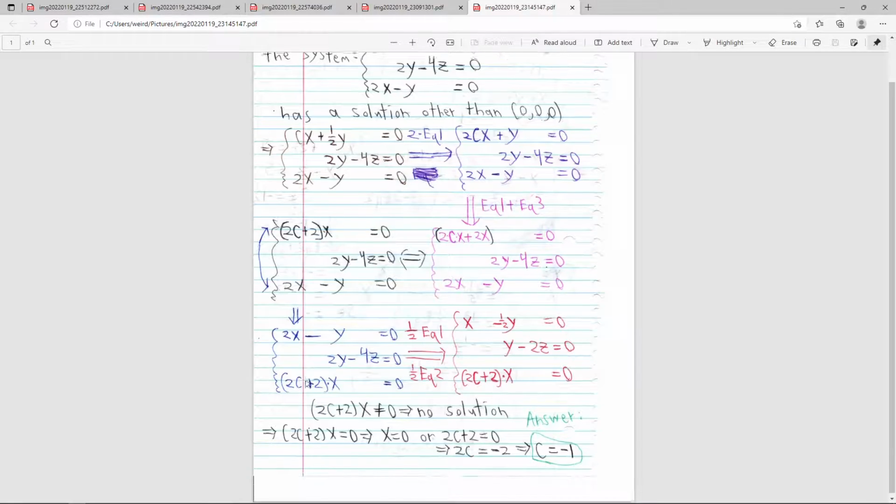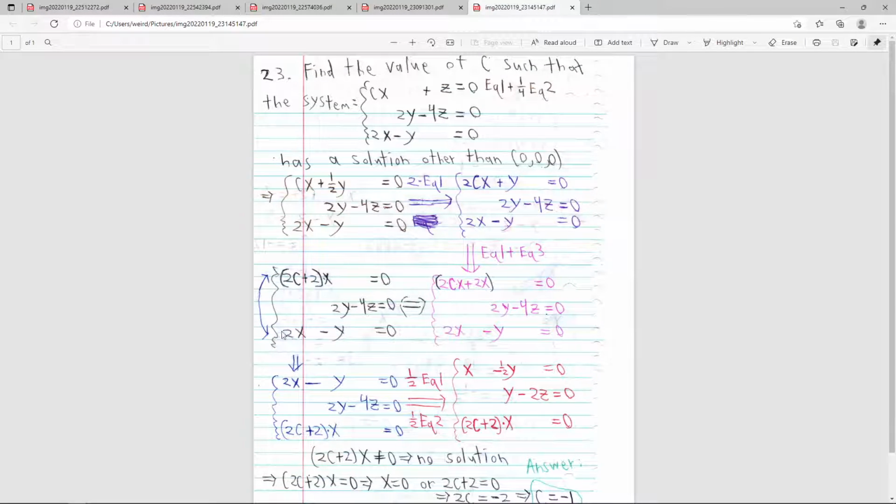And then arrow down, we swap rows, so we get 2c plus 2 times x equals 0, because the Gauss-Jordan method has that at the bottom usually. And we can do 1/2 times equation 1 and 1/2 times equation 2. So it's just x minus 1/2 y equals 0, y minus 2z equals 0, and 2c plus 2 times x equals 0.